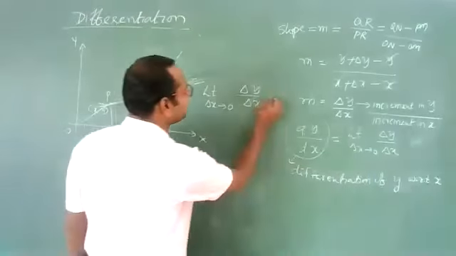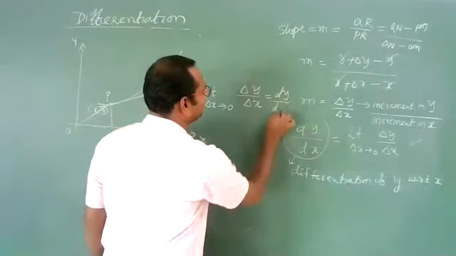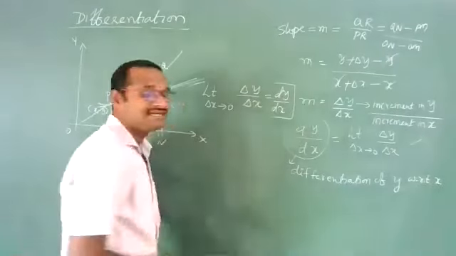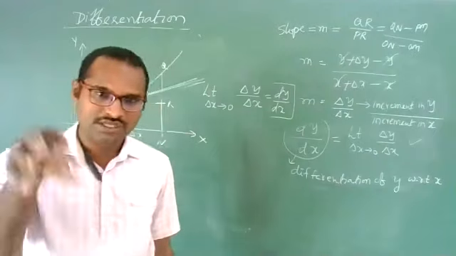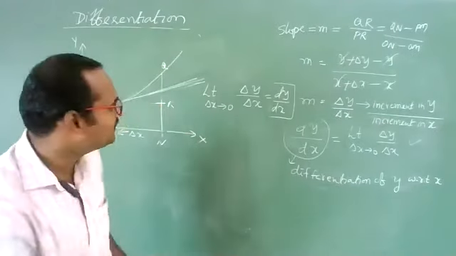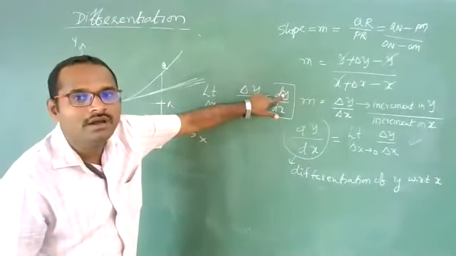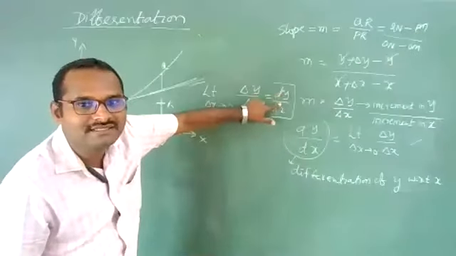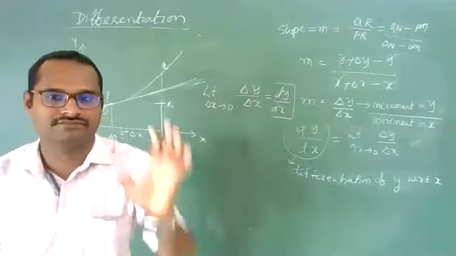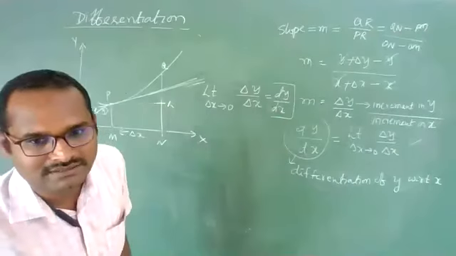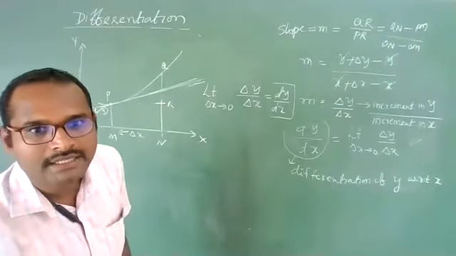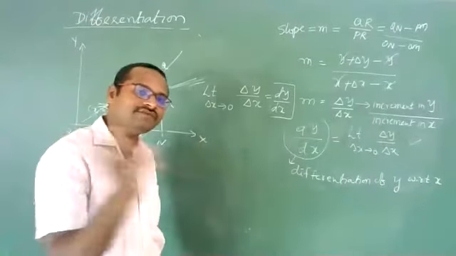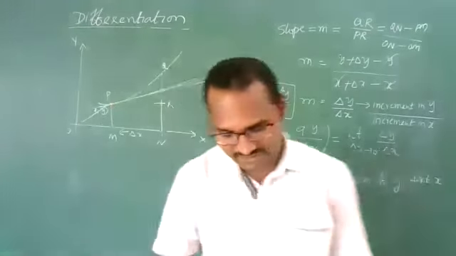It is nothing but differentiation, dy by dx. Differentiation of any function with respect to one variable gives you the slope of that y. If you draw a graph between y and x, it will give you the slope of that curve. Simply you can remember it like this. Okay. Now, in physics, how will we use this?